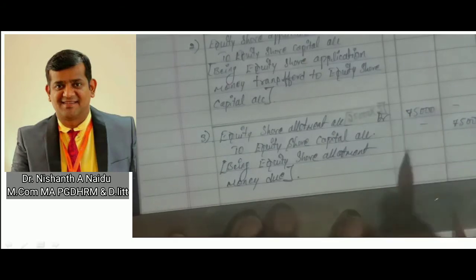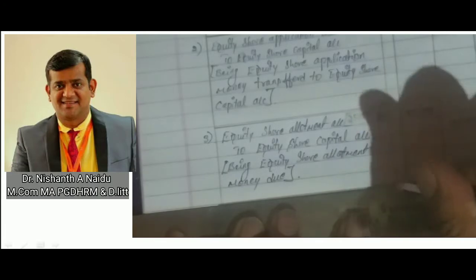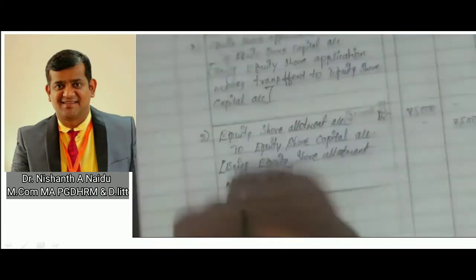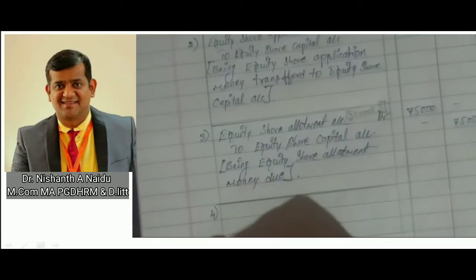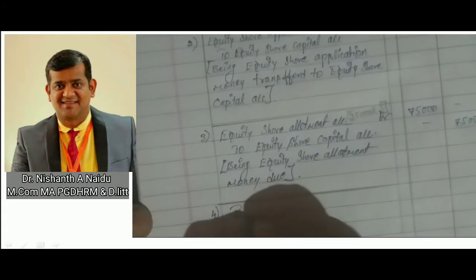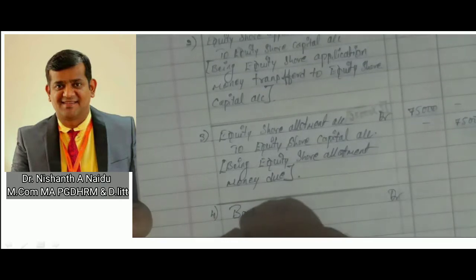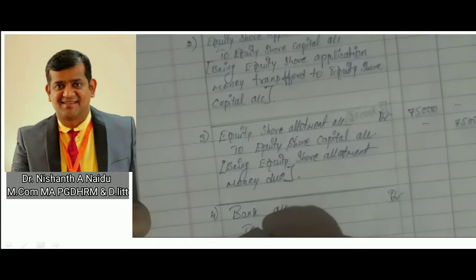So now I am going to open the fourth entry. The fourth entry is a receive entry. A receive entry is bank account debtor to which money is due. So equity share allotment account, bank account debtor to equity share allotment account.